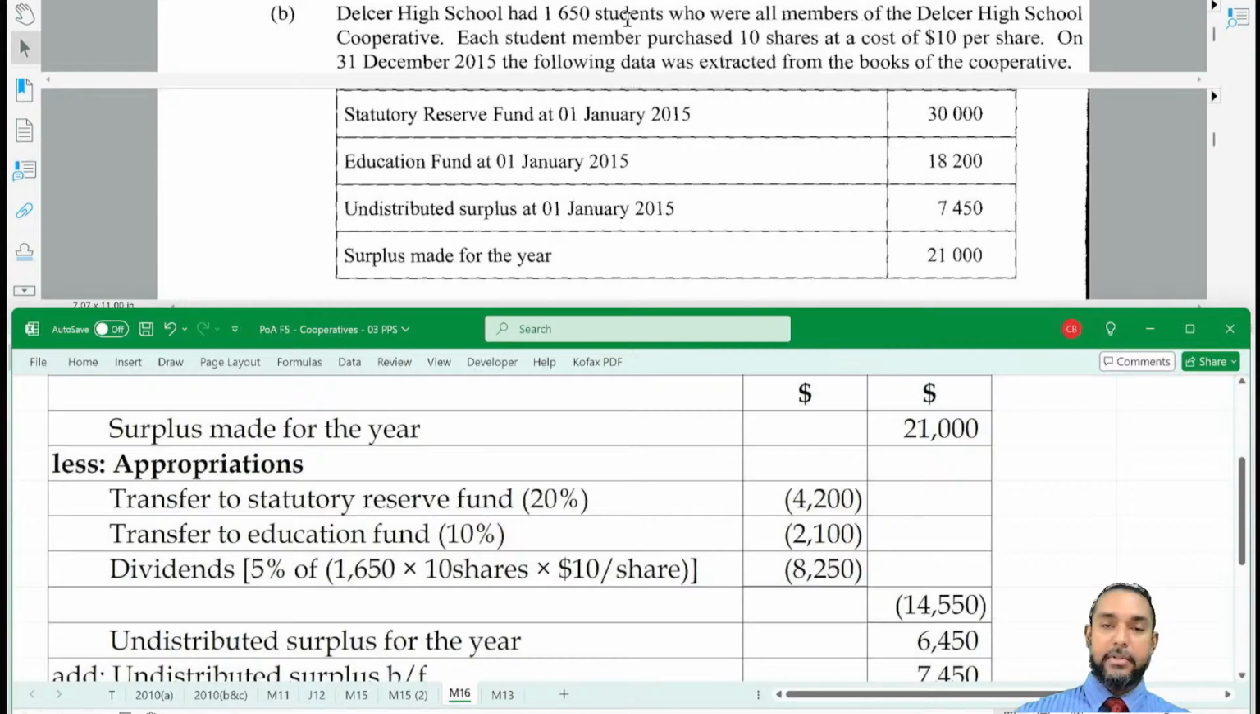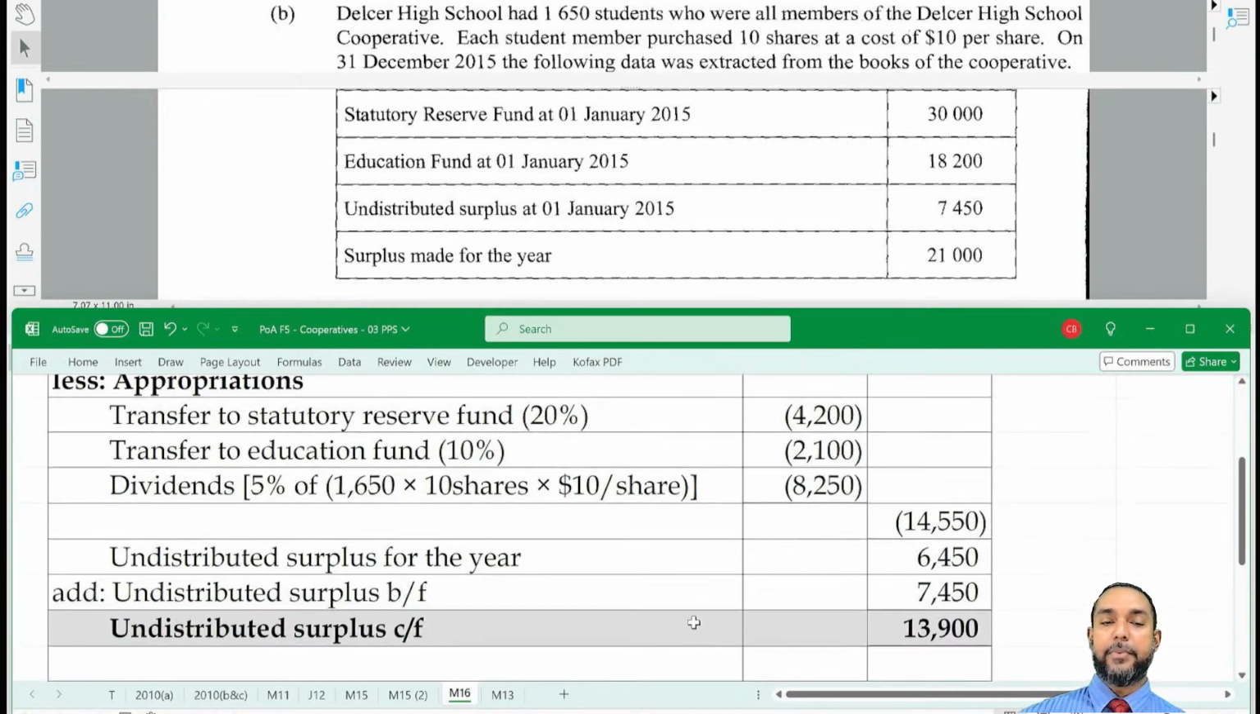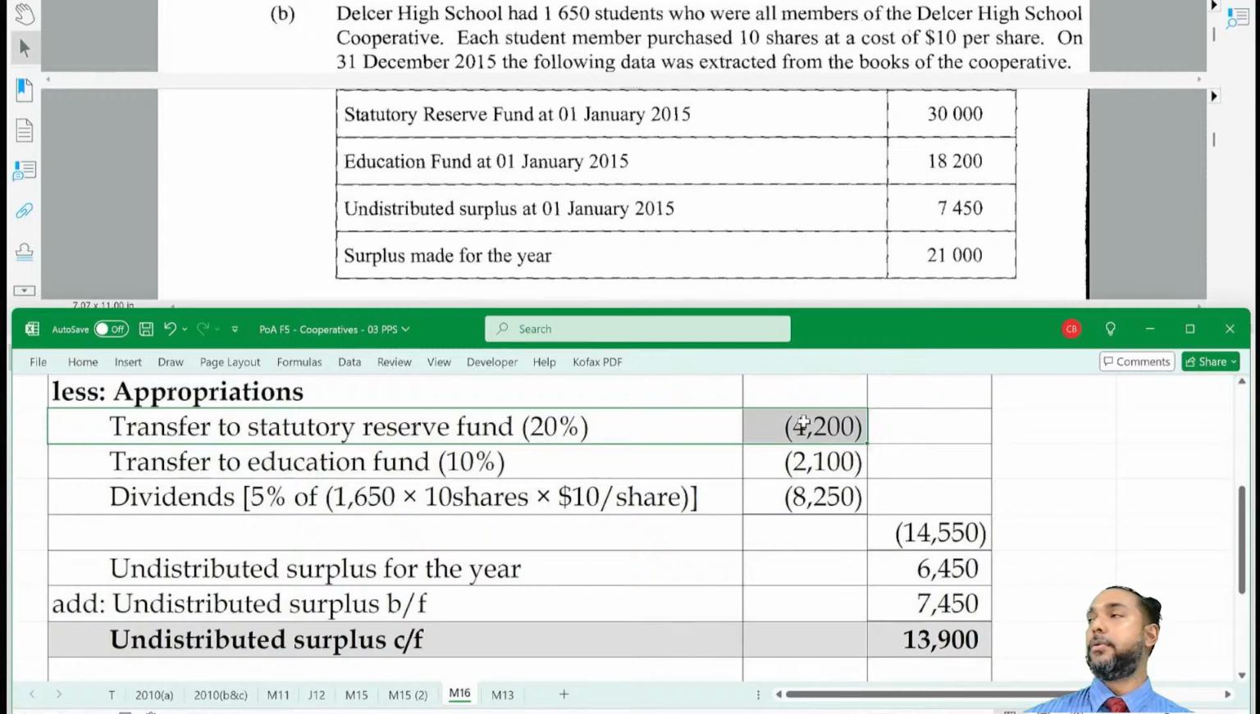The share capital, that's the easy part, 1650 by 100, cool. In the reserve section, you have two reserves plus the undistributed surplus. The first reserve is the statutory reserve fund. The opening balance was 30,000, and then we sent 4,200 more. So guess how you're going to find the closing balance? If you started with 30,000 and you transferred 4,200 more, how much would you have at the end? You added, 34,200, right?